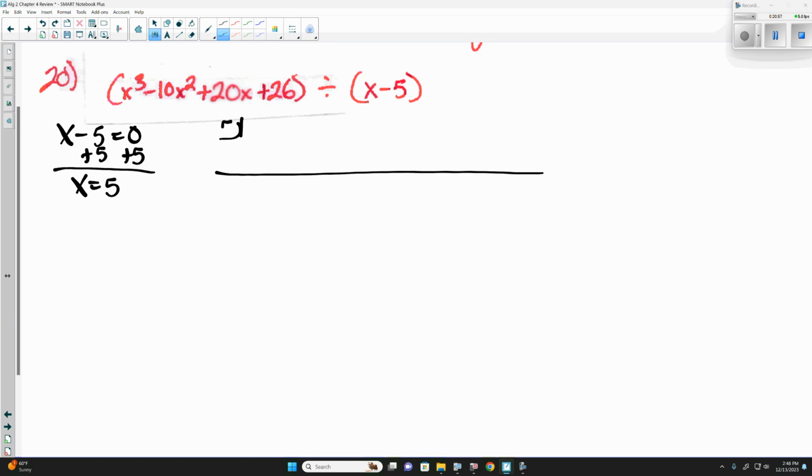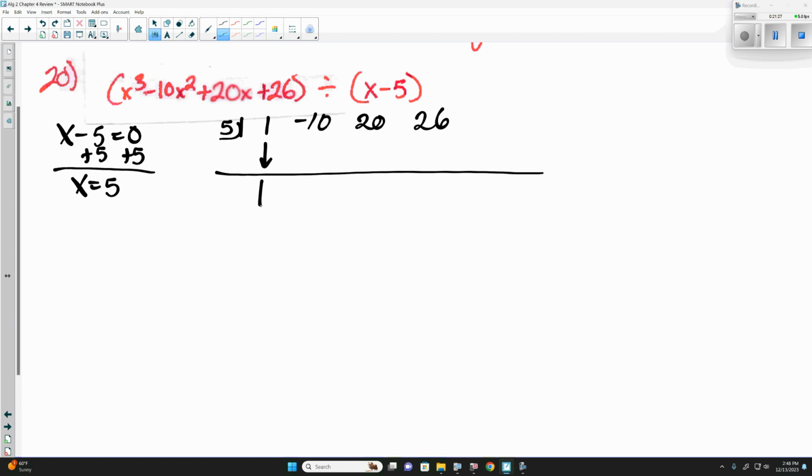The number that goes in the cubby is what we got that x equal to, so that'll be 5. Numbers going across the top are our coefficients and constant. So 1 would be for x to the third, and then negative 10, 20, and 26. We bring the first number down. Questions on how we set this up?